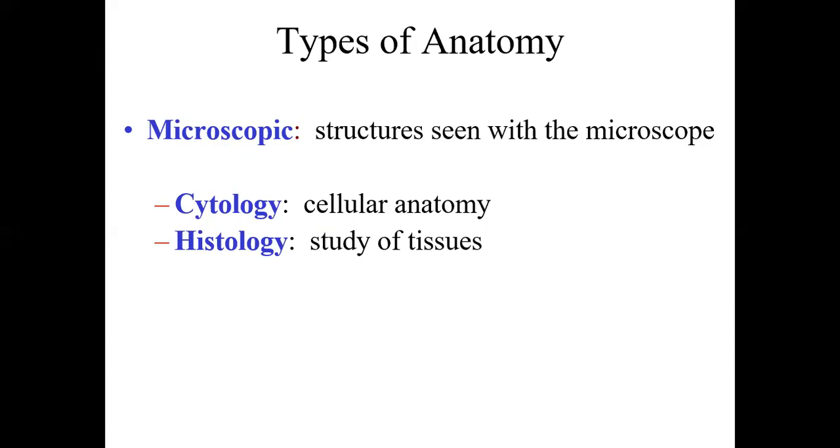So the study of looking at cells is called cytology. If you don't know this prefix, this is another good one, CYT. If the word begins with cyte or it ends with cyte, it's referring to a cell. And then histo is referring to tissues. So histology is the study of tissues, and this would be, again, using microscopes.